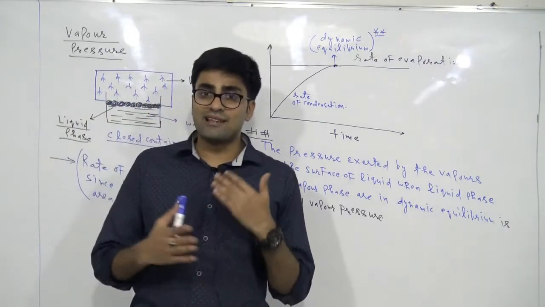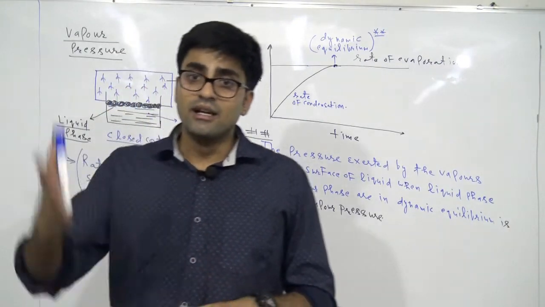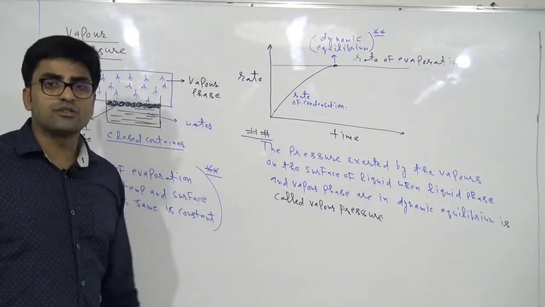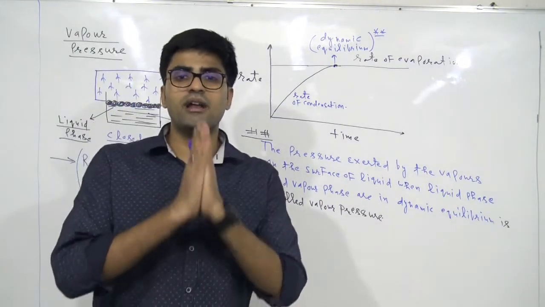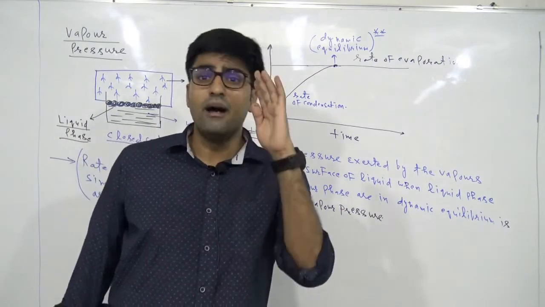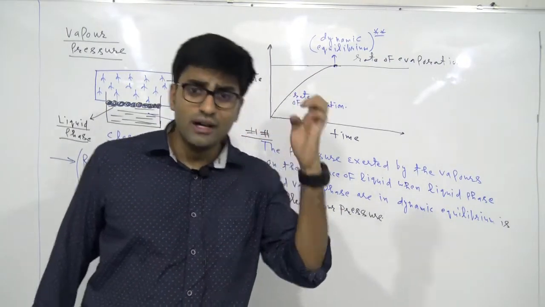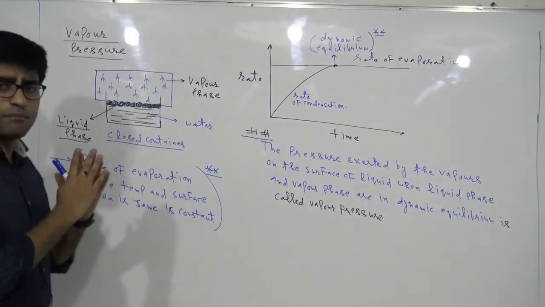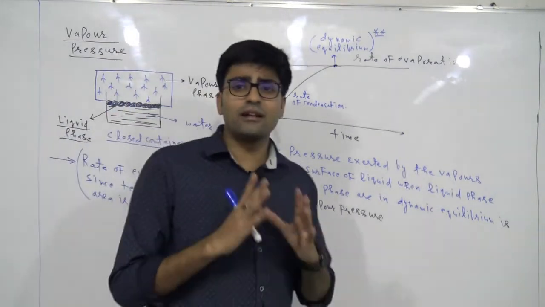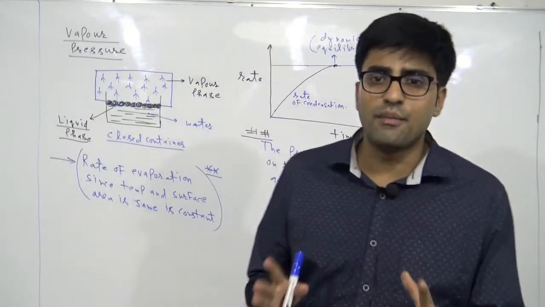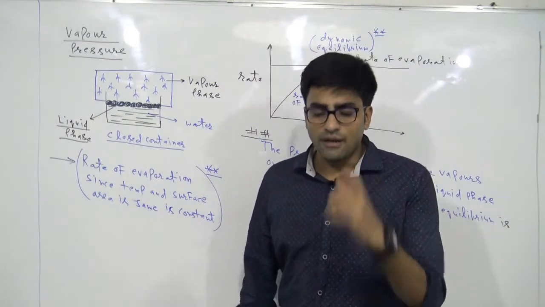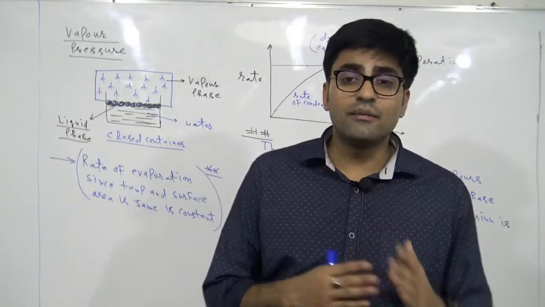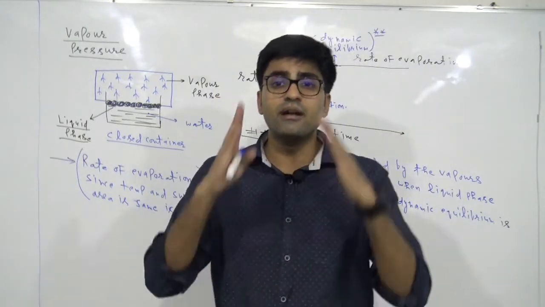And whatever the vapors left at that point in vapor phase, the pressure exerted by those vapors on the liquid surface is called what, guys? Is called vapor pressure. Right? So this is the important definition of vapor pressure. Now after the definition of vapor pressure, I hope the definition part is clear to us. Now I will start the various factors that affect vapor pressure.